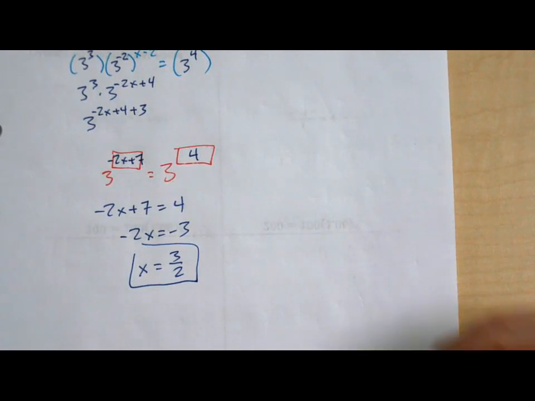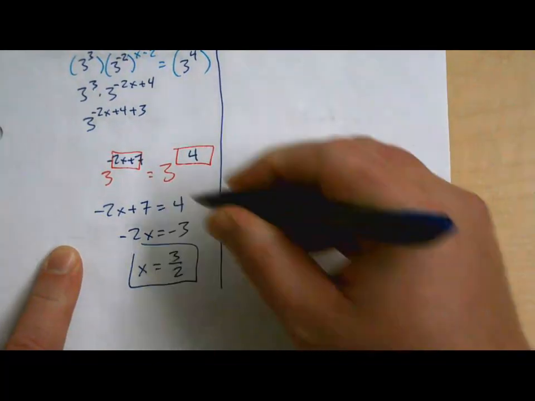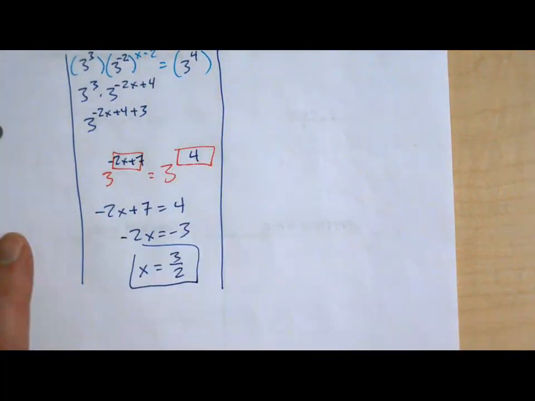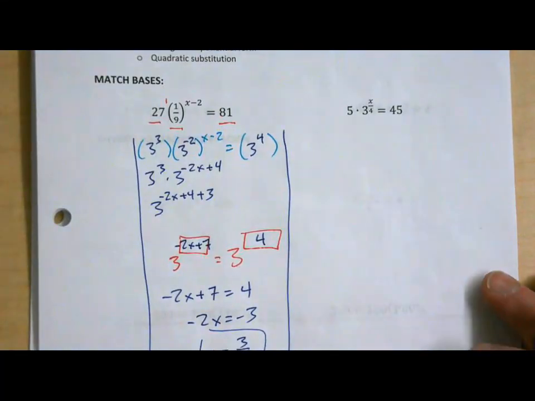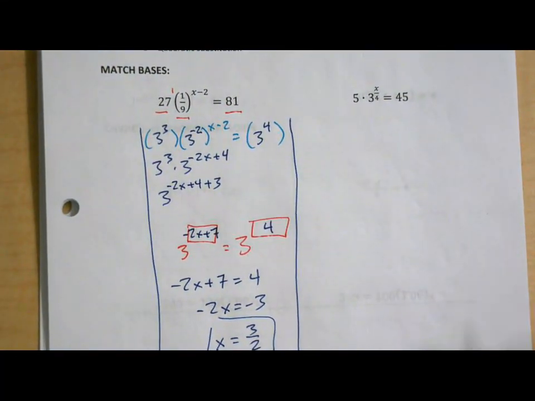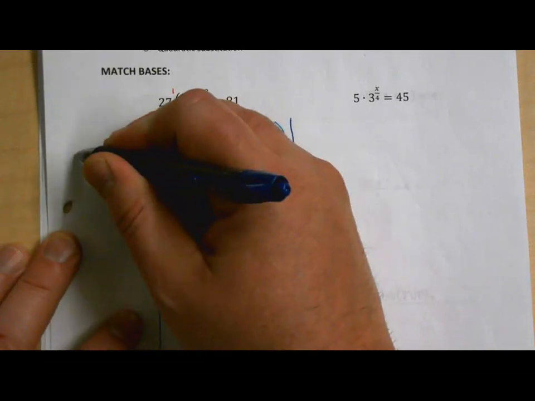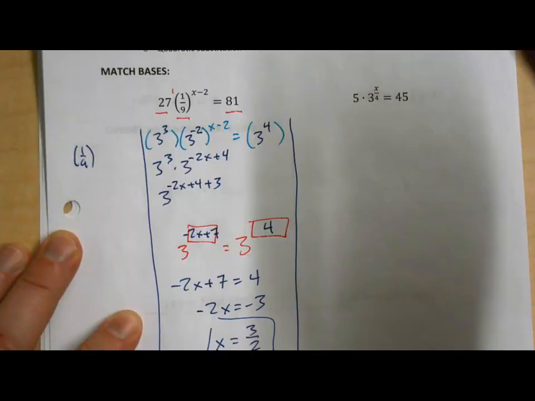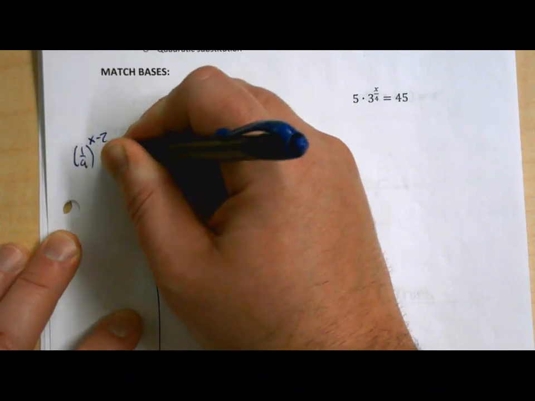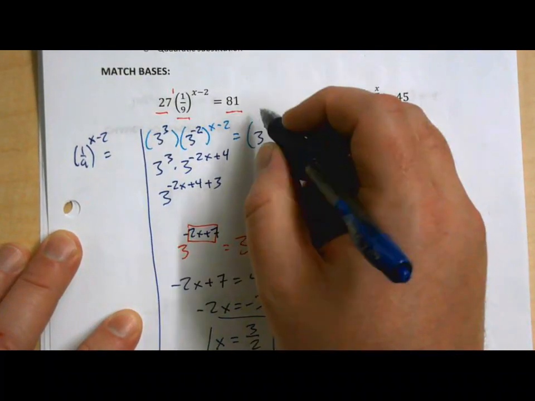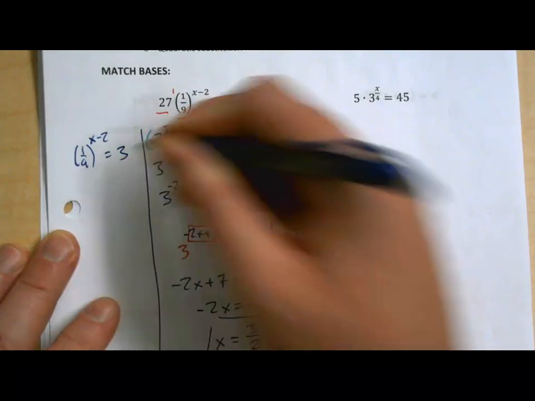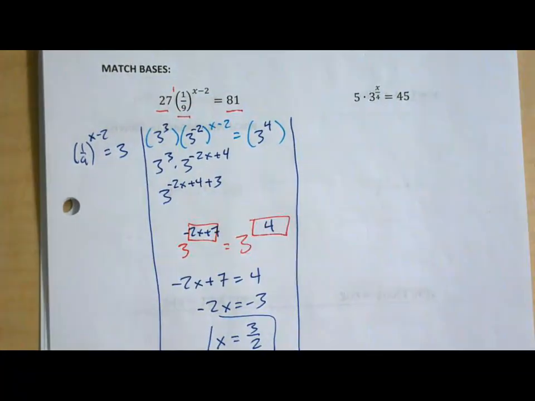I got a question for you. What would have happened if we had divided by 27 at the beginning? Then our equation just would have been 1/9 to the x minus 2 equals 81 divided by 27 is 3. Could we still have used this same process? And would we have gotten the same answer?